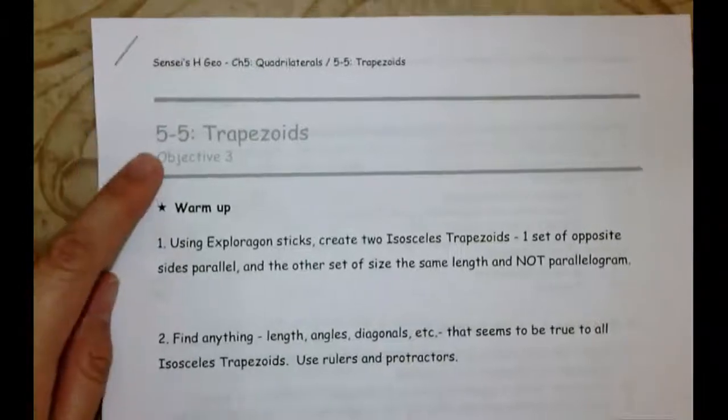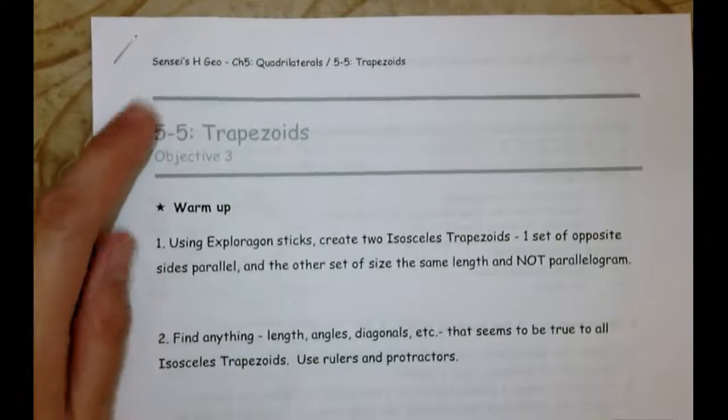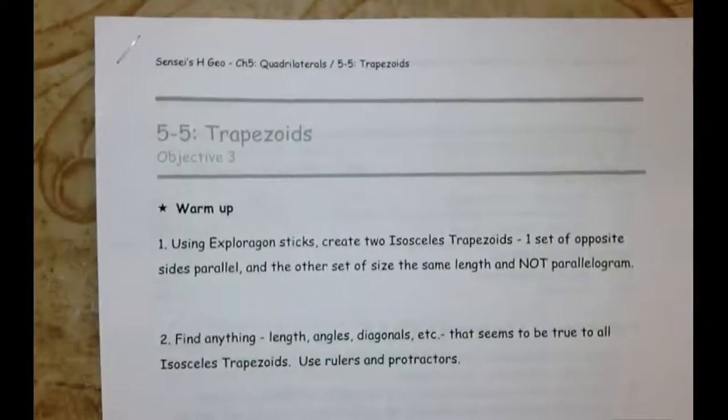Okay, this is 5-5 trapezoid. This is the last section in chapter 5, the quadrilaterals and objective 5.